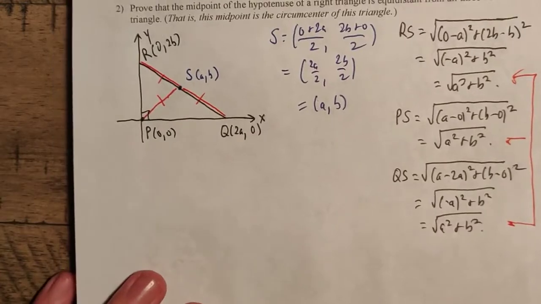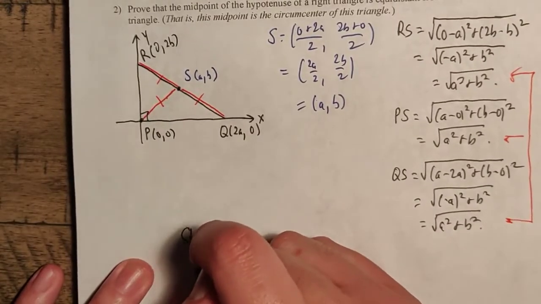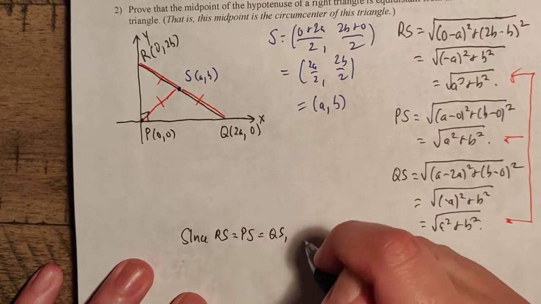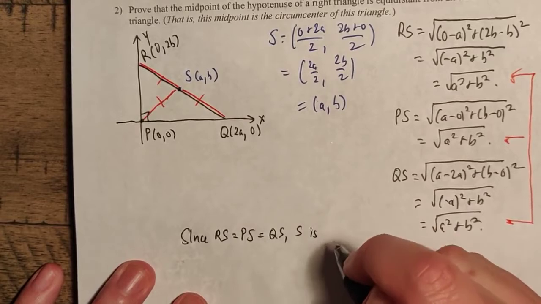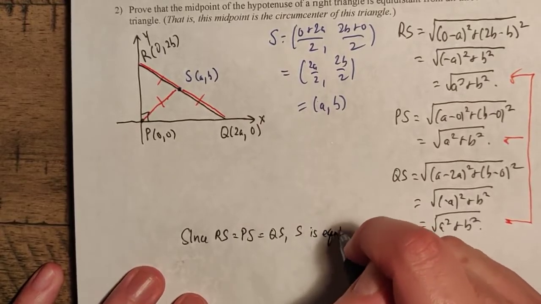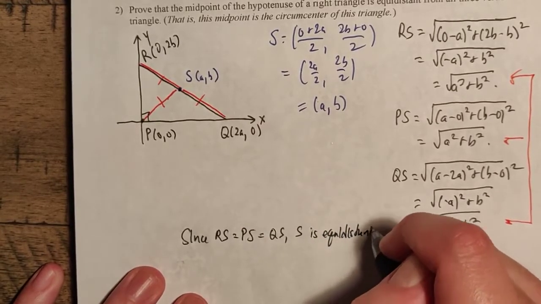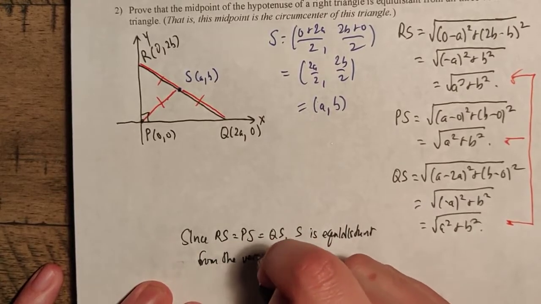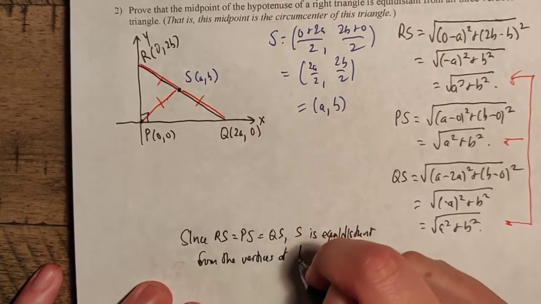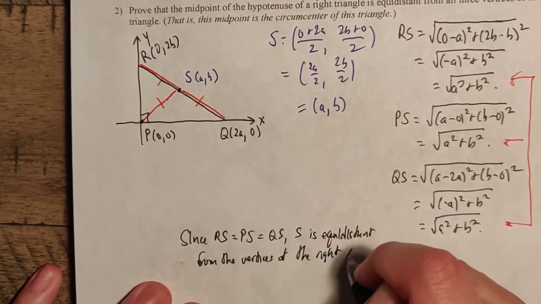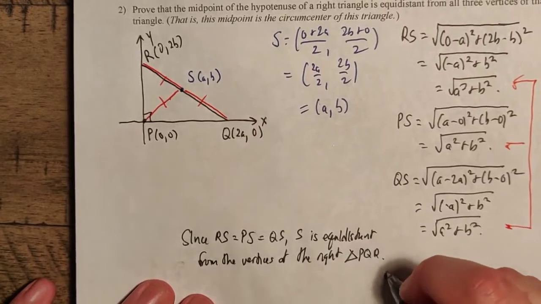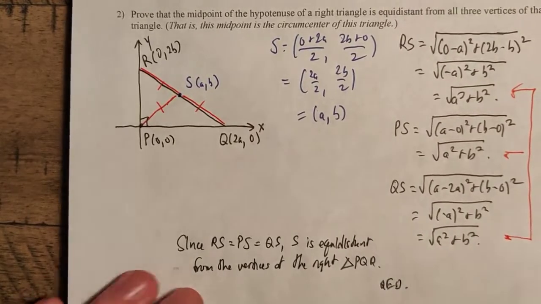So we can just conclude this, and we can say that since RS equals PS equals QS, S is equidistant from the vertices of the right triangle PQR, and we're done. QED.